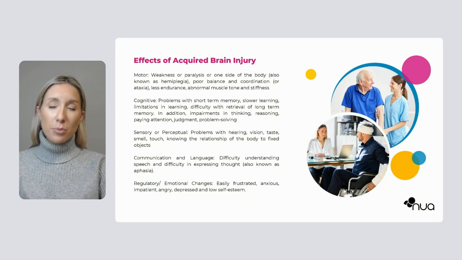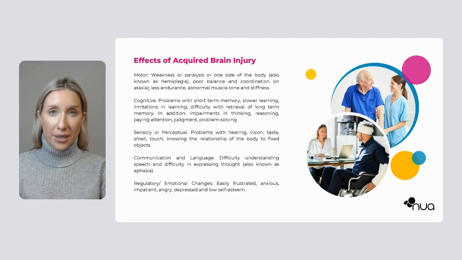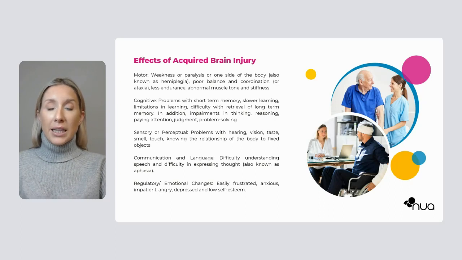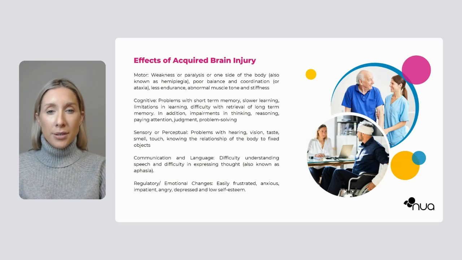In terms of sensory and perceptual problems, individuals experiencing a brain injury may have difficulties with hearing, their vision, their taste, smell, touch, and knowing the relationship of the body to fixed objects. In relation to communication and language impairments, they may experience difficulty understanding speech and difficulty in expressing thought. This is also known as aphasia. Individuals who experience an acquired brain injury may also experience regulatory or emotional changes. They may become easily frustrated, they may experience anxiety, they may become impatient, angry, depressed, or experience low self-esteem.